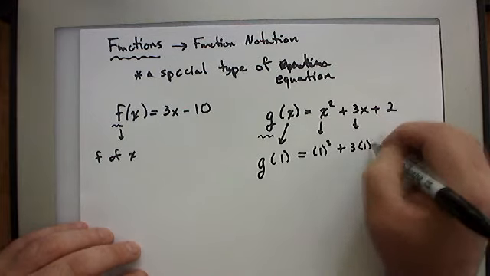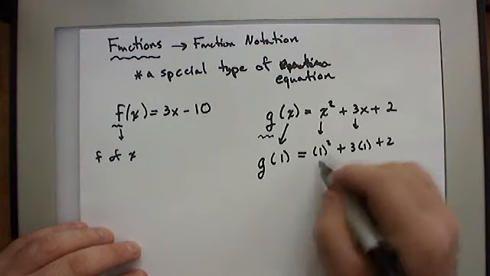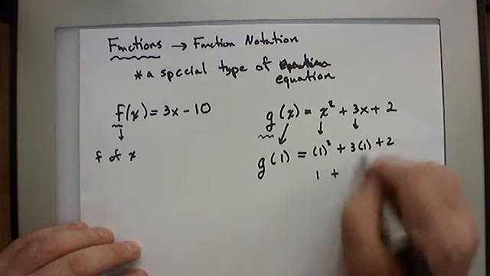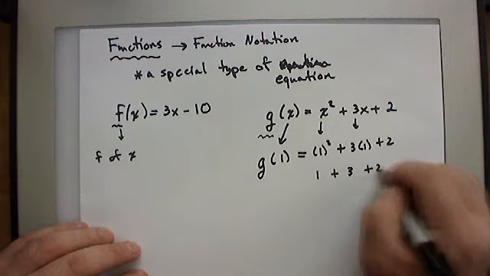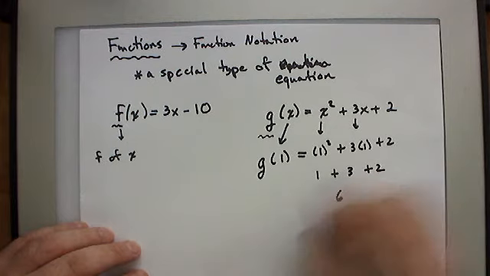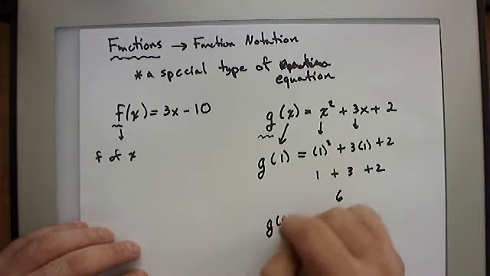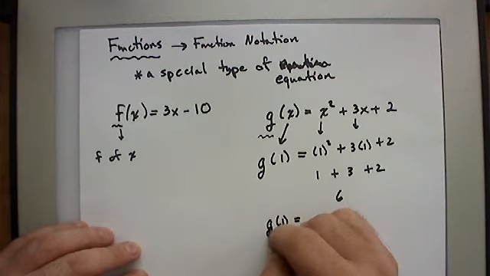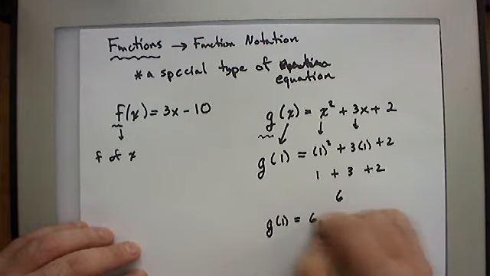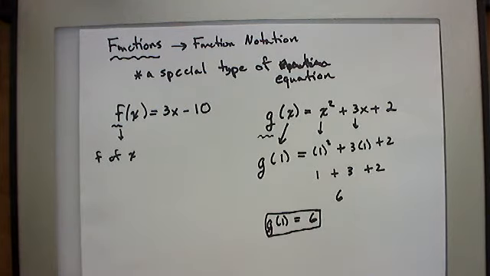So replace all the x's with 1 and just work it out. 1 squared is 1, plus 3 times 1 is 3, plus 2: 1 plus 3 plus 2 is 6. So what you would say here is g of 1, the function g, when I put 1 into it, gave me 6 as the answer. So it's the same thing we were doing just a minute ago. Here's a formula, here's a number, plug it in. We just want y'all to understand what the function notation means, what it looks like.